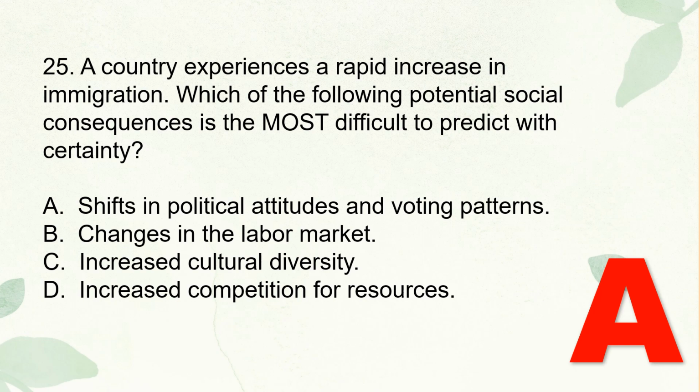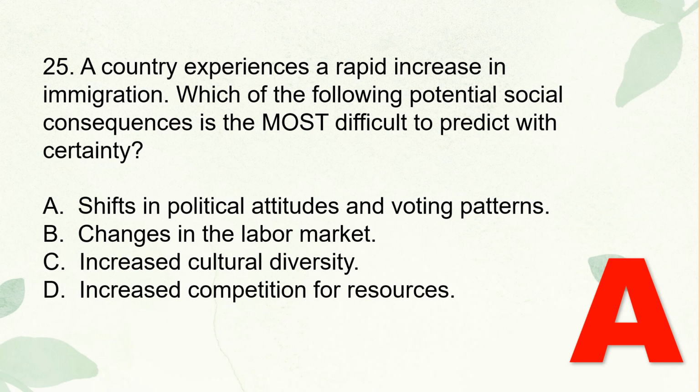Okay, the best answer is letter A. While immigration can influence political attitudes and voting patterns, the direction and magnitude of those shifts are complex and depend on many factors like existing political climate, how immigrants are integrated in society, or media portrayals of immigration. So it's the least predictable outcome. So that's why letter A is the best answer.